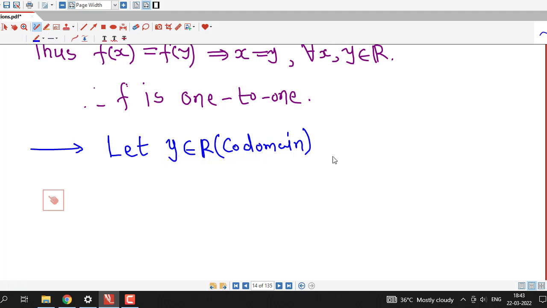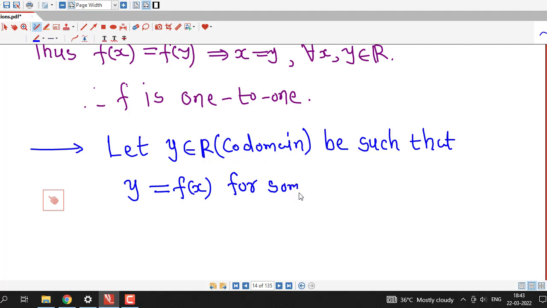Let y belong to R, and we don't know whether y will be the image of some element of the domain or not. But we assume that y is an element in the codomain such that y equals f(x) for some x in the domain of the given function. So we start by assuming that the function is onto, then for any element of the codomain there exists some element in the domain such that y equals f(x).